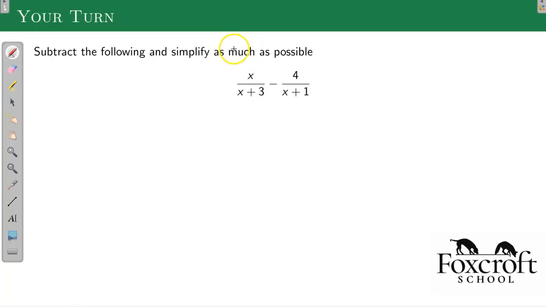All right, so here's the problem for you to try on your own. Make sure those denominators are the same first, and then just try to simplify as much as possible. I'll show you the answer in 3, 2, 1.